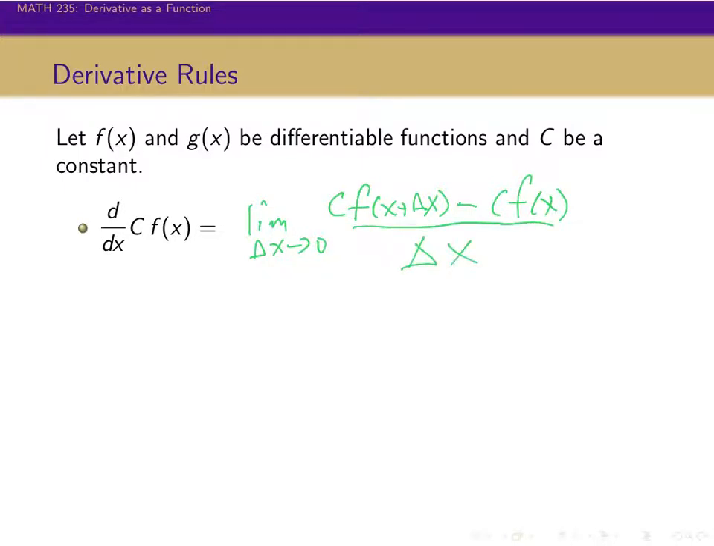Well, this c inside the limit, we can just pull out. And so we can have c pulled out of everything up top and completely out of the limit.